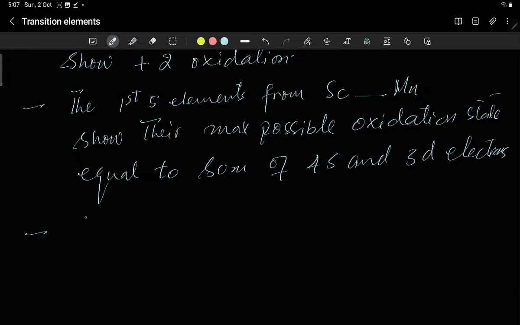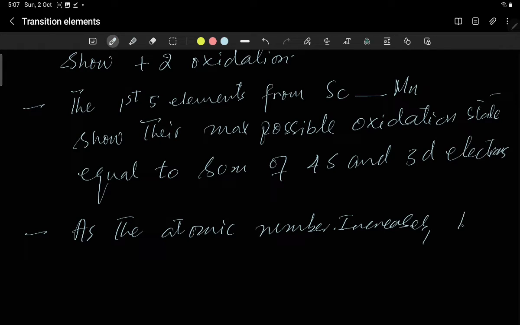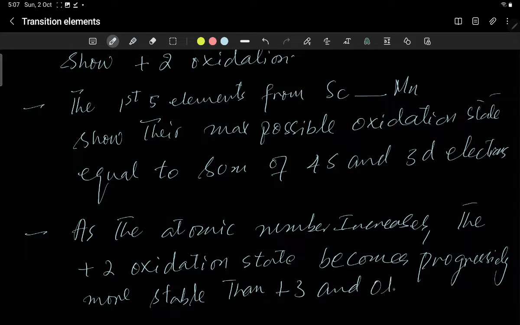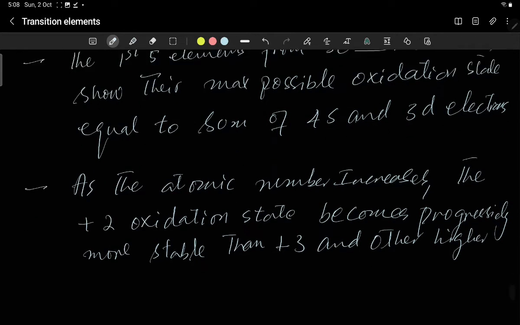As the atomic number increases, the +2 oxidation state becomes progressively more stable than +3 and other higher oxidation states.